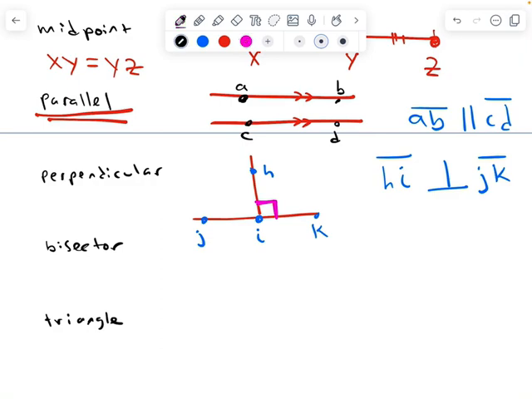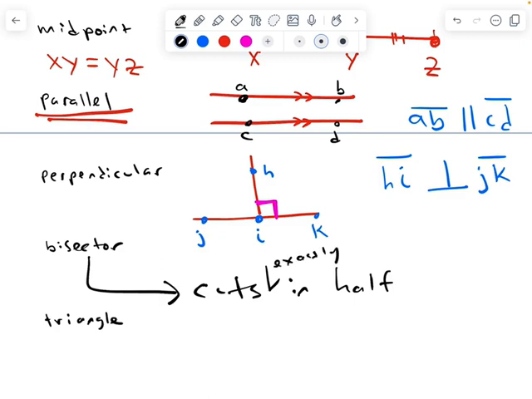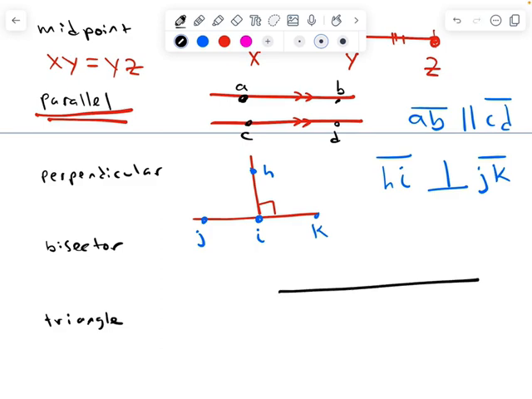Okay, almost done. Two more. Bisector. A bisector means it cuts in half. Not just any half, it cuts exactly in half. So a bisector cuts something exactly in half. Let's give an example of this. Let's say we have this line from H to J. Right in between, we'll call that K, and a bisector is some line. We can say that line bisects HJ. It cuts it into two equal segments.